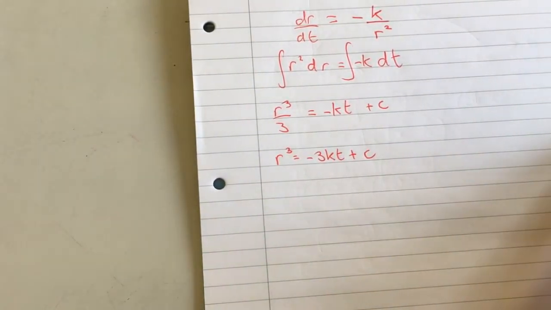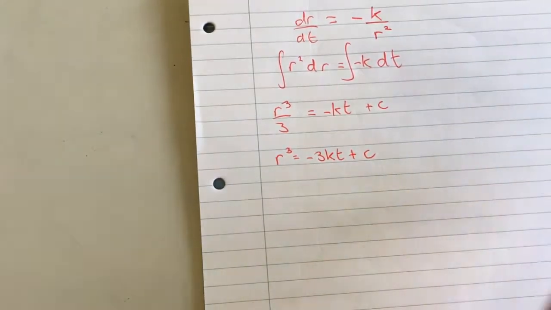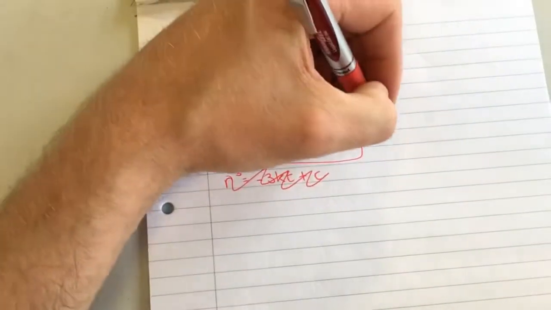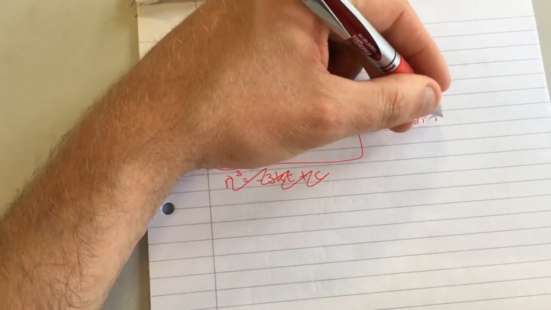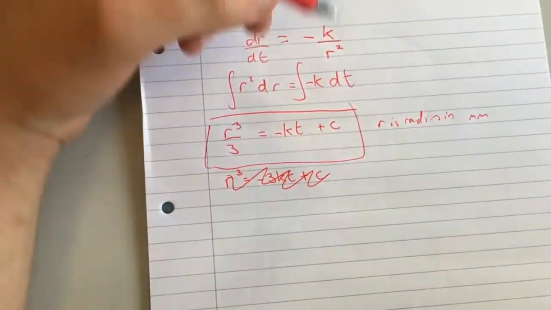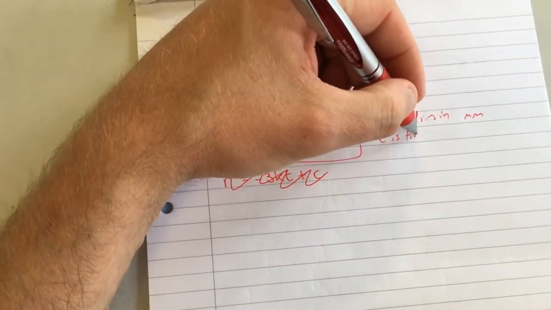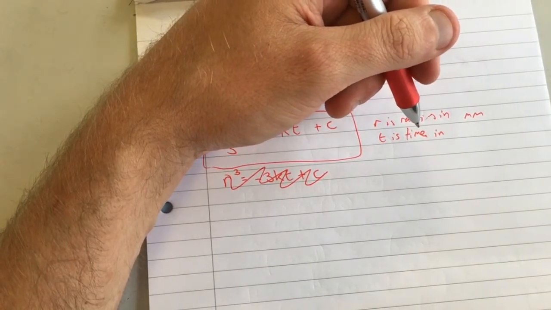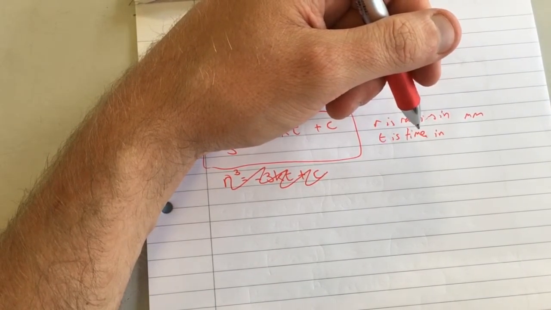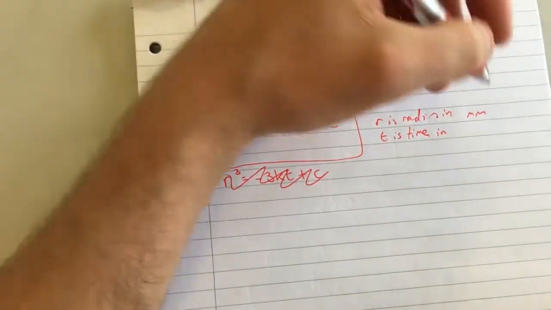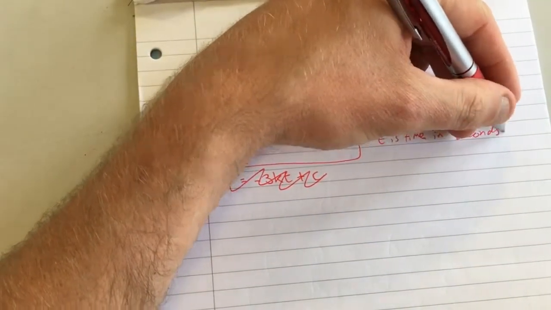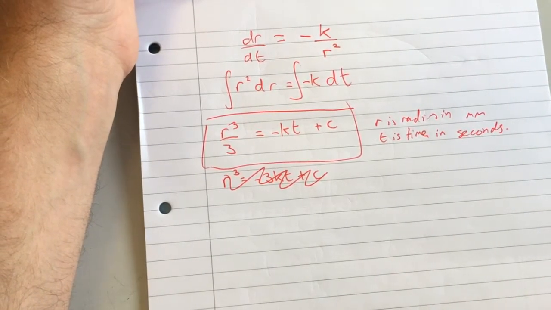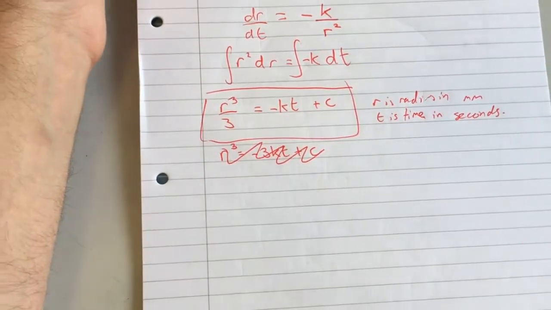Now, at this stage, we haven't defined anything. Oh, actually, we don't even need that. That's good enough. So we need to define what these things are. So r is radius in millimeters. t is time in seconds. Let's go for that. Cool. And that's all we need. Good. So that's the first bit done.